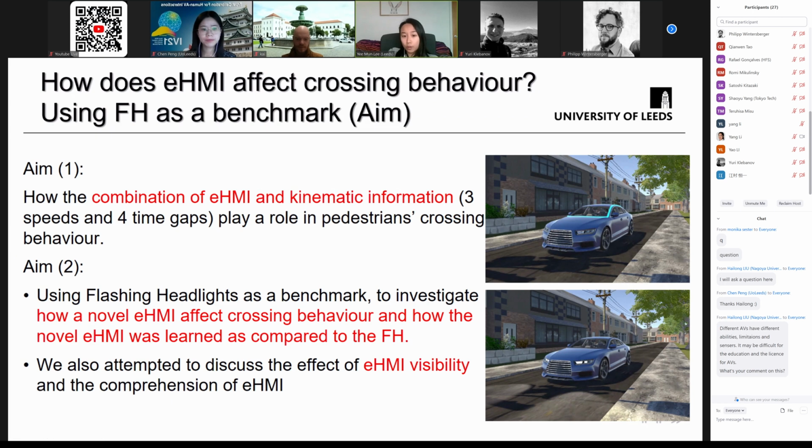Flashing headlights is one of those communication methods that drivers use, often trying to tell you "I'm here," or "I've seen you," or "I'm going to slow down for you," or even "don't cross in front of me," depending on cultures. But people do use flashing headlights, even though sometimes it might be illegal to convey certain messages. And we also attempted to understand how eHMI visibility as well as comprehension actually affects all these crossing behaviors.